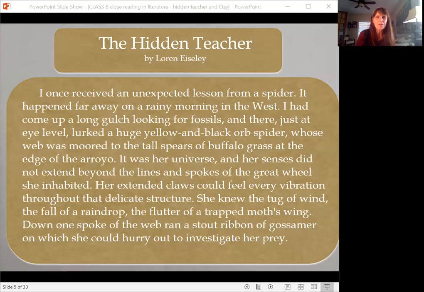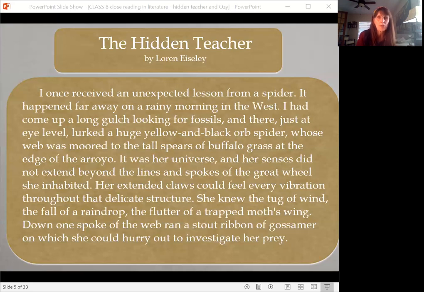So this spider, the author has given us these adjectives that describe it as something that's ominous, whose web, which is what a spider lives on, yes, was moored to the tall spears of buffalo grass. Again, this is something that's in the landscape. It's part of the wild of the West. At the edge of the arroyo, again, it's a connotation of a river that flows and runs through landscape land. It's not a city, it's not even a town, we're in the wilderness.